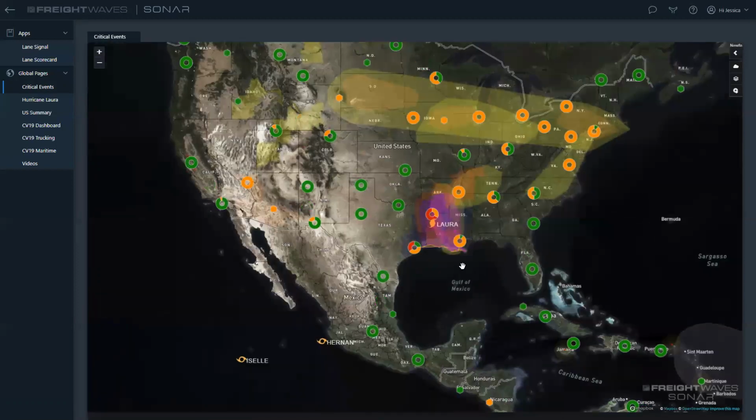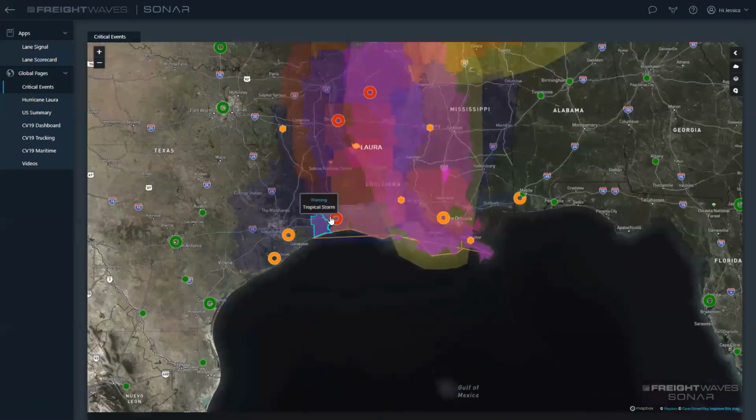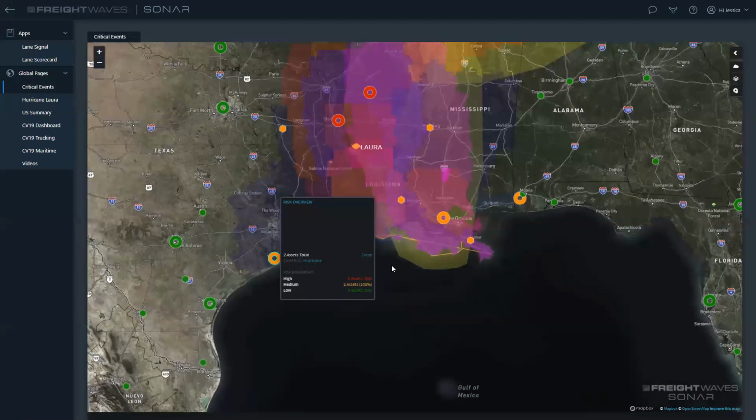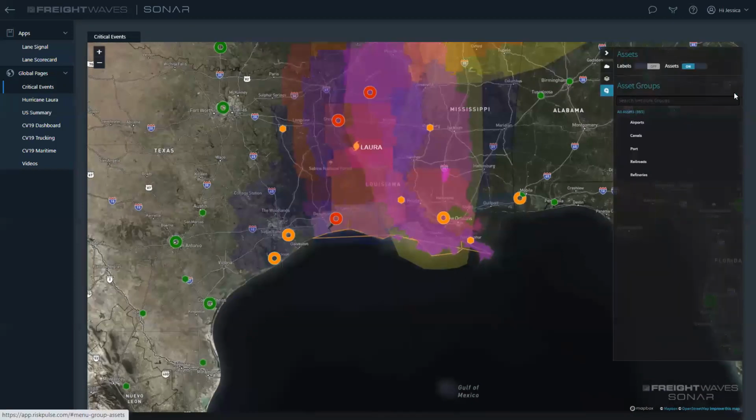You zoom in, you'll see all of these different circles. These circles are what we call assets. Assets are anything from refineries, airports, canals, ports, and railroads, and if any weather event happens on or near any of those assets, there could be potential danger and freight disruption simply because this fuels a lot of the freight market.